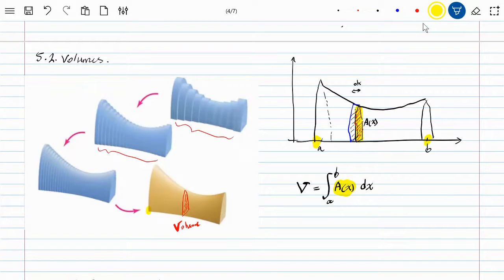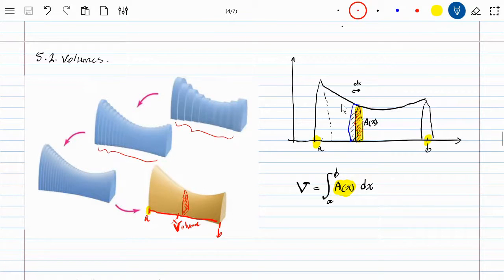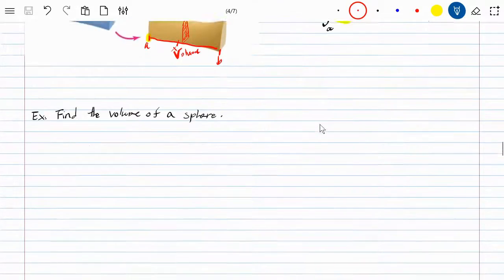So if x starts from a to b, you integrate all those volumes from x changing from a to b, and the volumes correspond to each cross section. Normally what we try to do is find the area for each value of the variable x, where x changes from a to b, so we find the area as a function of x. If you pick the variable to be along the y-axis, then the function would be A of y.